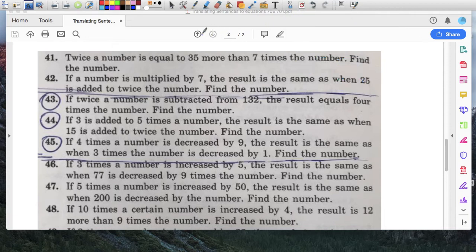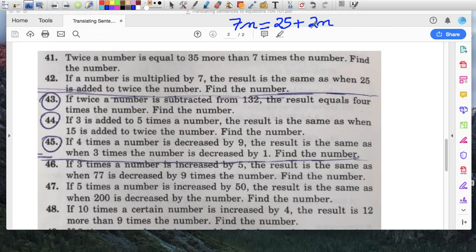42. If a number that I know is multiplied by 7, so I'm going to write that as 7n, the result is the same as 25 added to twice the number. Didn't I just do this? So again, this is almost the same thing as the previous one, right?